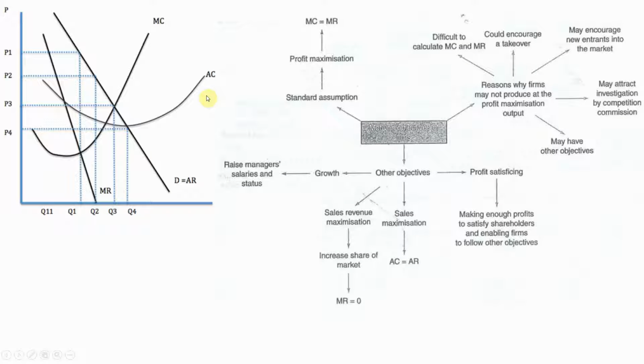Hello. This video lesson is about the motives and objectives of the firm. Looking at this graph right here, this is a graph of a monopolistic competitive market.